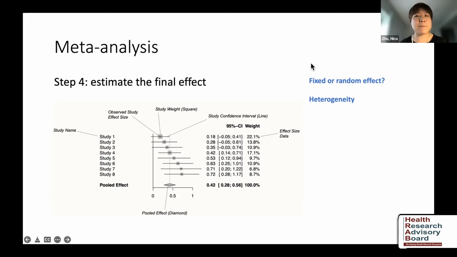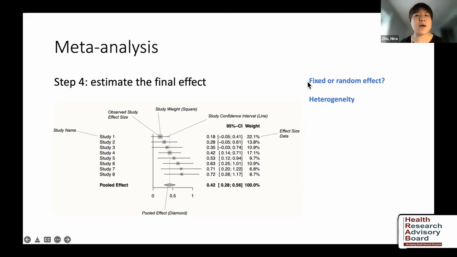First is whether the impact or the effect of the intervention is fixed or random. For example, in the example I'm using, I would choose a fixed effect model, because I assume the same vaccination will affect each individual the same way. So it's a fixed effect of this vaccine intervention.